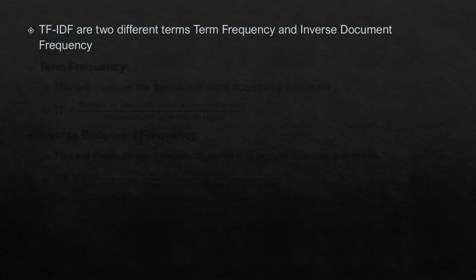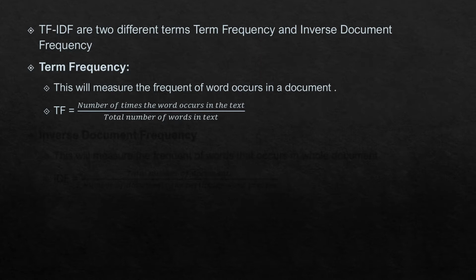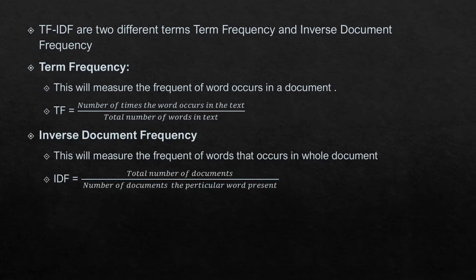So TF and IDF are two different terms, which are term frequency and inverse document frequency. Term frequency measures the frequency of a word in a given document. The formula says: number of times the word occurs in the text divided by the total number of words in the particular text. Inverse document frequency measures how frequently the particular word occurs in the whole document set.